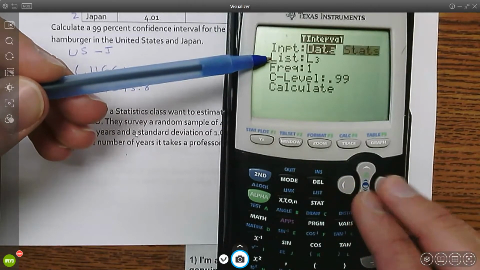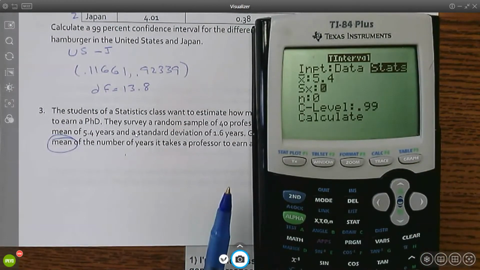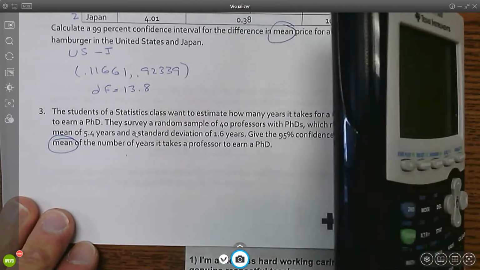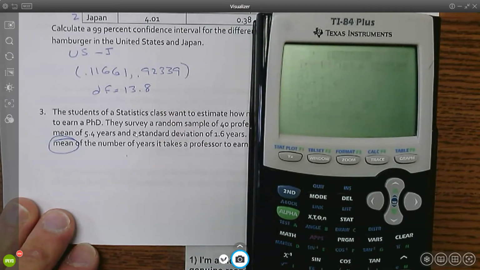I don't have anything to put into a list. So I just use the summary statistics again. The mean was 5.4. The standard deviation was 1.6. They surveyed 40 professors. Confidence level 0.95. I'm going to calculate.